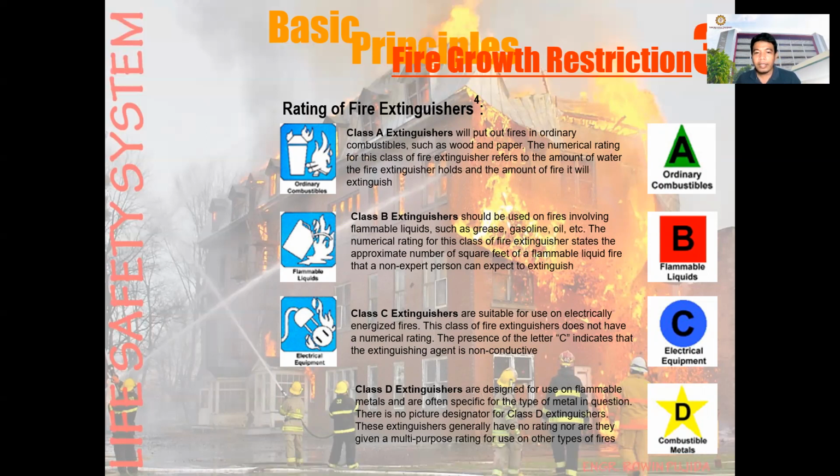And then you have class C extinguishers, which are suitable for the use on electrically energized fire. The class C fire extinguisher does not have a numeral rating. The presence of the letter C indicates that the fire extinguishing agent is non-conductive. Then class D extinguishers are designed for use on flammable metal and are often specific to the type of metal in question.